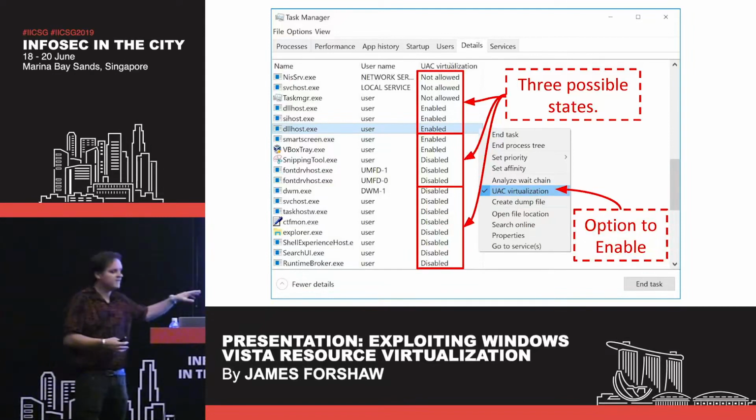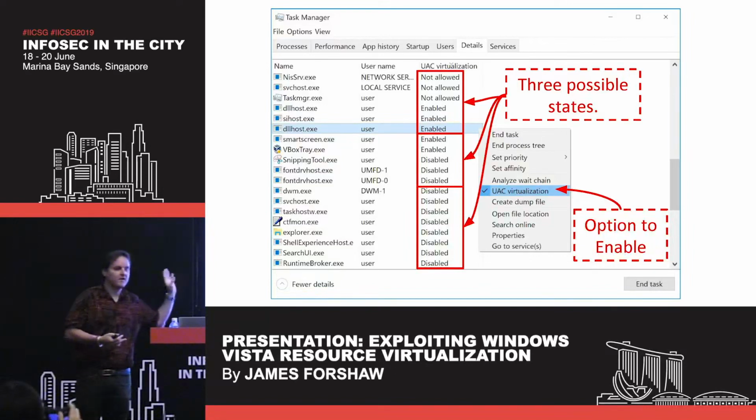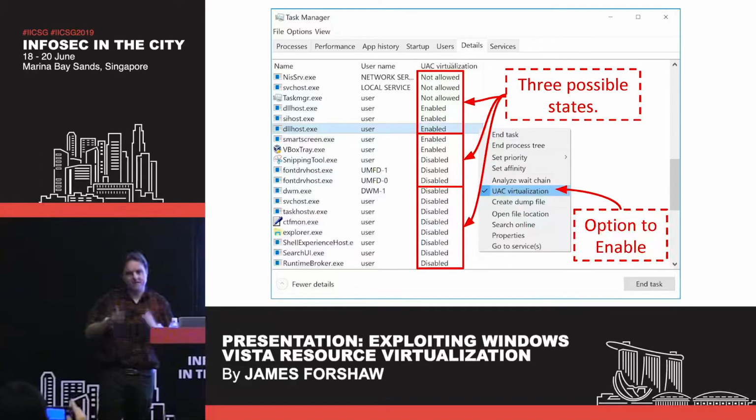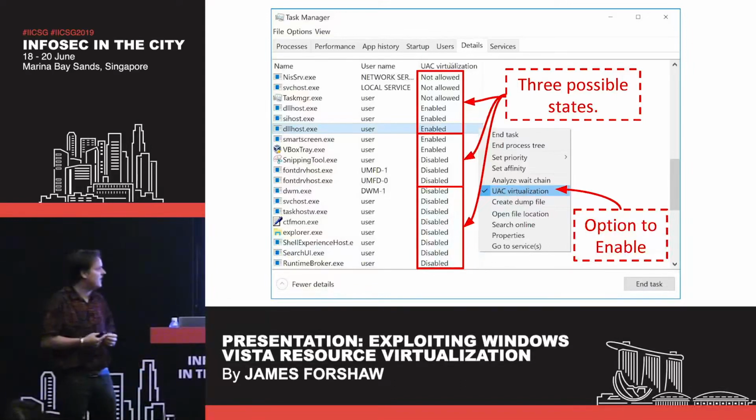And this is just Task Manager on a default install of 32-bit Windows 10, and I think it's like 1809. And you can see that even on a default install, there are system components which are running with virtualization enabled in a modern version of Windows, which seems kind of crazy. Isn't it only for legacy applications? Well, mostly. Task Manager also gives you the option to toggle it. If you want to toggle it on an existing application, you can do if you want to.